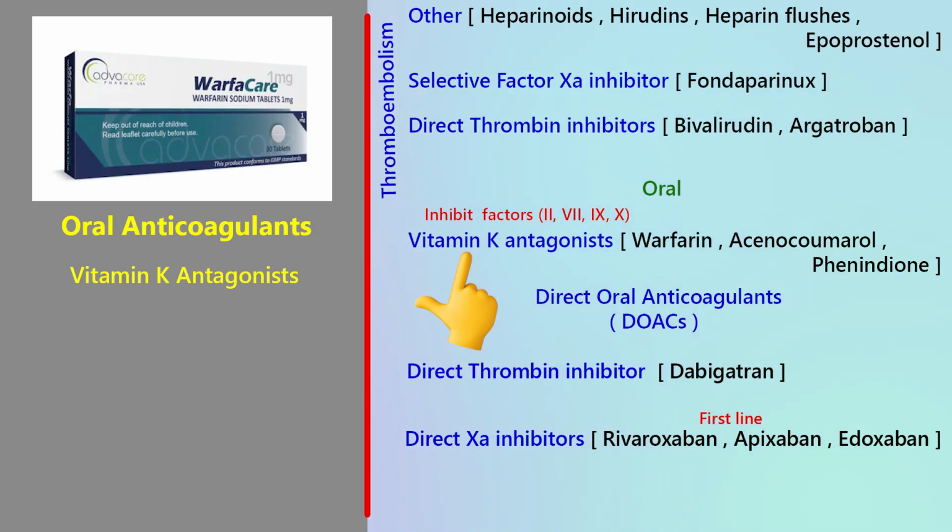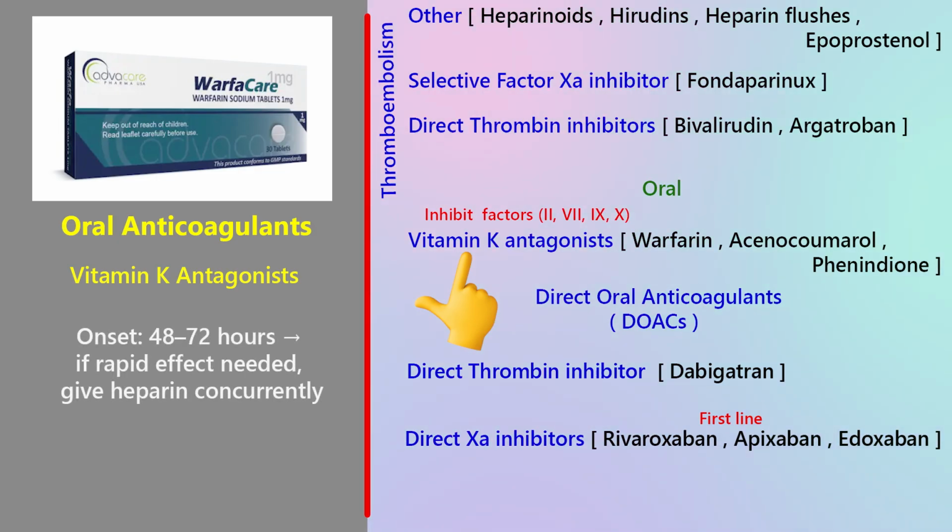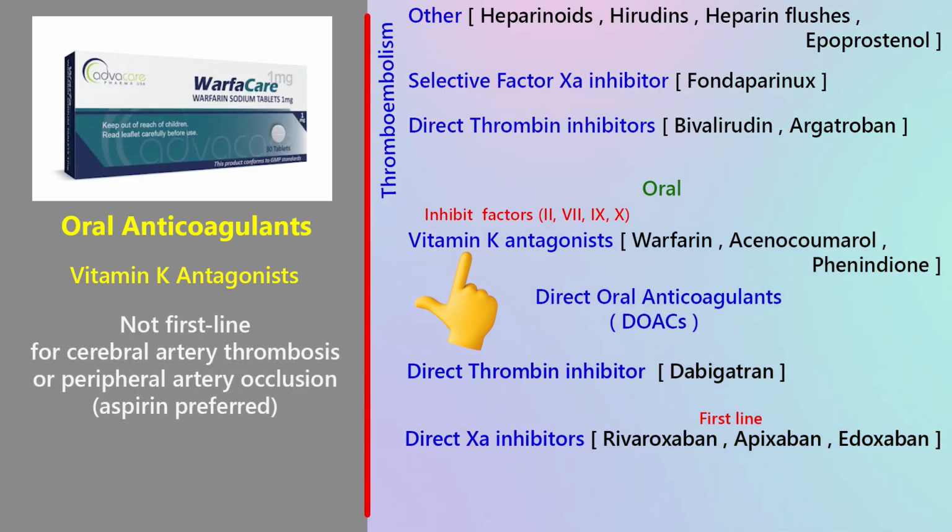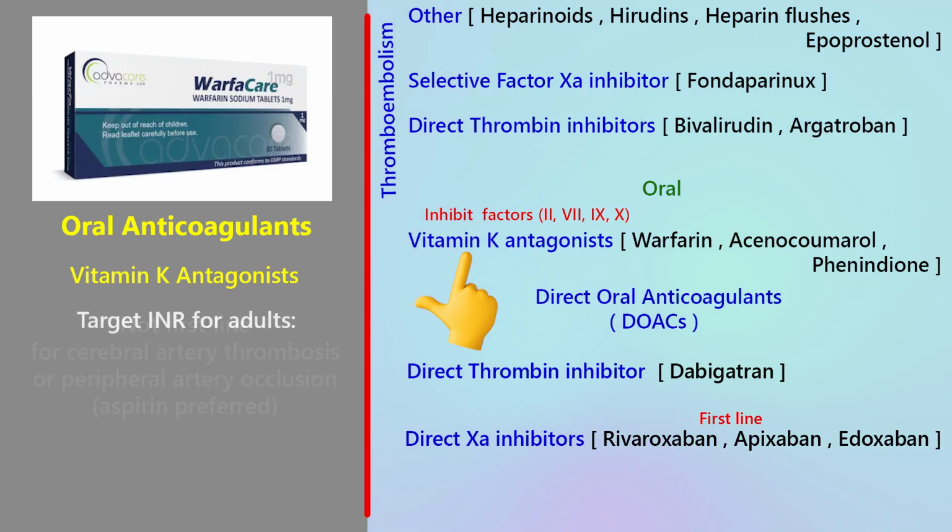These drugs work by inhibiting vitamin K, which reduces synthesis of clotting factors. Important points: onset, 48 to 72 hours. If you need rapid effect, give heparin concurrently. Not first line for cerebral artery thrombosis or peripheral artery occlusion. Aspirin is preferred. Target INR varies.